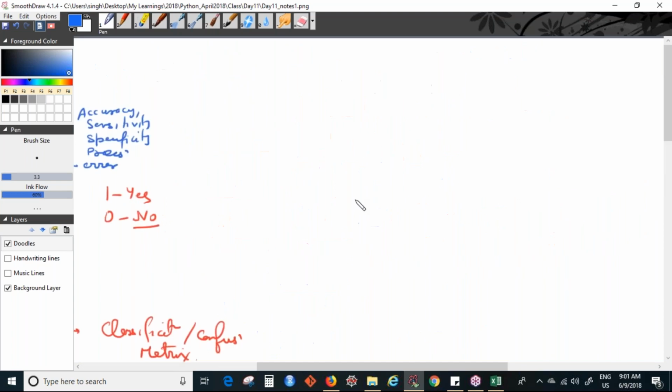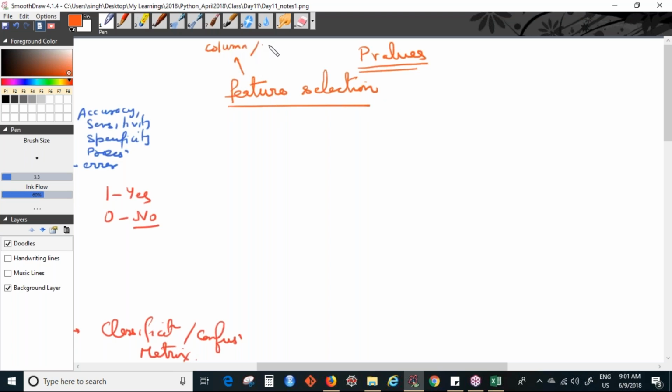Okay. Next, coming to the p-values. What importance? So looking at the p-values, we decide which variables are significant. Okay, so p-values help us do feature selection. Feature is another word for column or variable. Now p-values help us do feature selection. That means it helps us decide which columns are important or which variables are important and which are not.